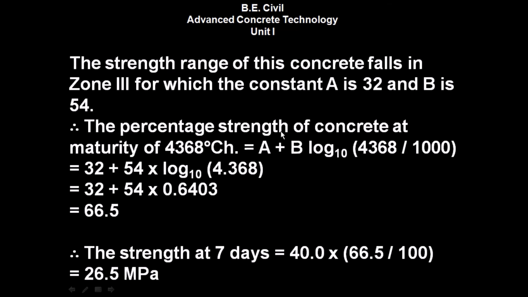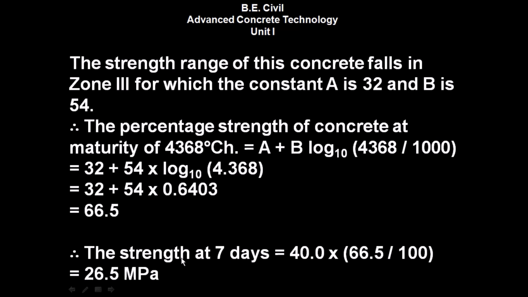The percentage strength of the concrete at maturity of 4368 degrees Celsius hours is equal to capital A plus capital B log to the base 10 of 4368 upon 1000. So capital A is 32, capital B is 54 into log to the base 10 of 4.368. It is giving 0.6403. So this gives 65.5.